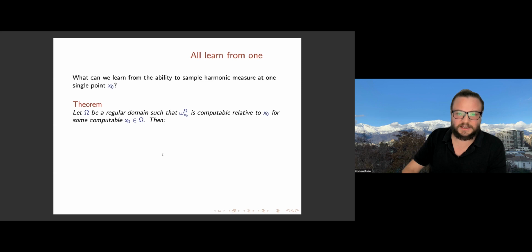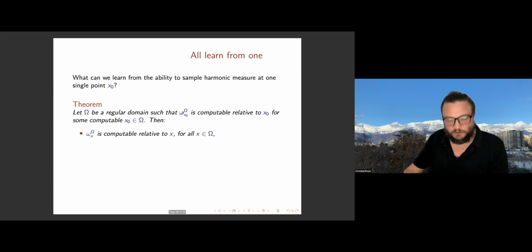We assume that we are able to sample harmonic measure at one point and nothing else, only that. So there is a regular domain, and the assumption is that the harmonic measure at the given point is computable relative to this point. Well, this is redundant because we are taking a computable point. So, okay, what can we do? Can we sample at other points? Can we say something about the set? What is this good for?